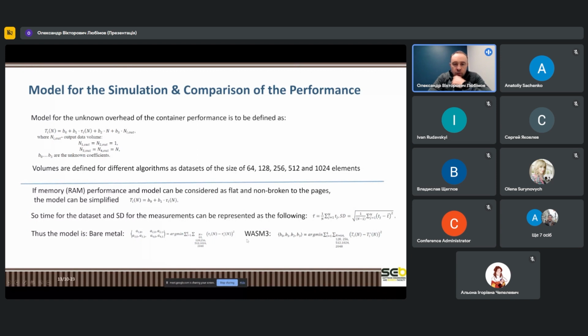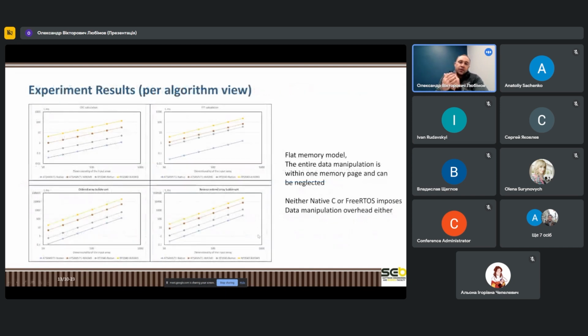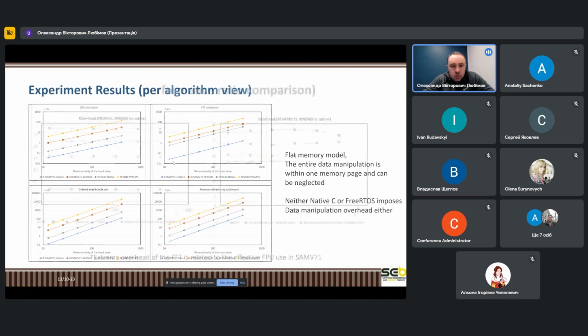And we introduced these models at the bottom of the page for the bare metal implementation, with the coefficients we want to find, and for WebAssembly. The findings were a little bit disappointing, to be frank. If you follow the graphs here, you can see that the native C code is, as expected, super fast, but the overhead of the containers was so big. We are talking about a two orders of magnitude difference in performance, and that's what we found in this paper, and that was apparently too bad.